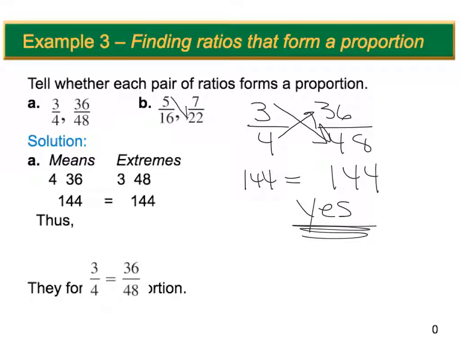If I do this one, 5 times 22 is 110. And 7 times 16 is 112. So these would not make up a proportion. So they're not a proportion.